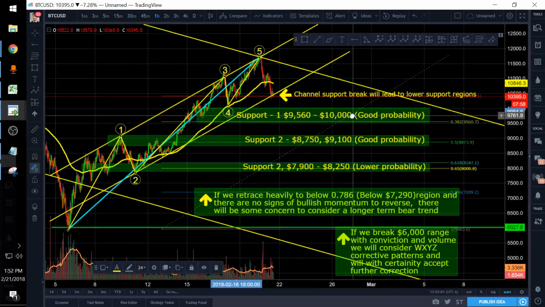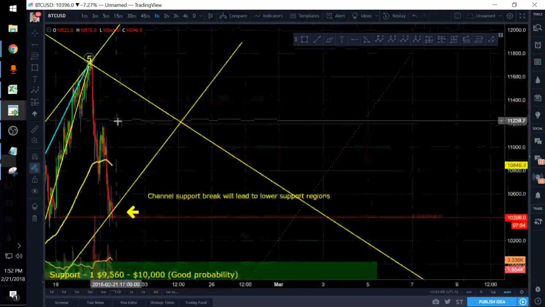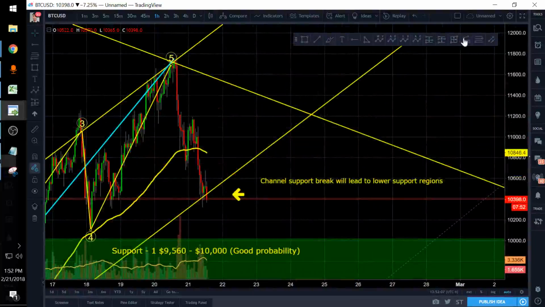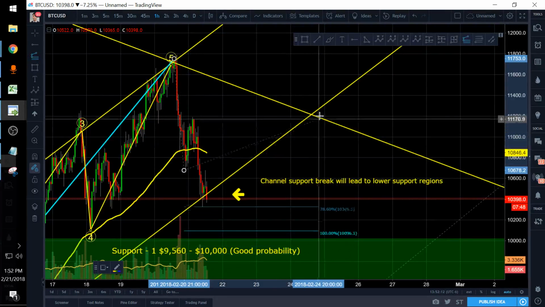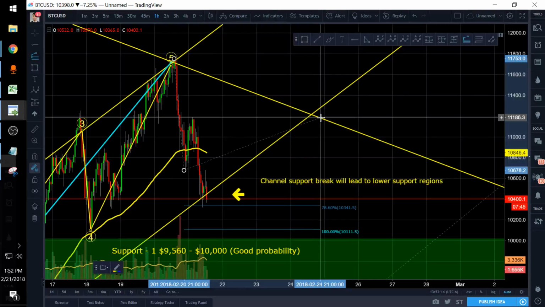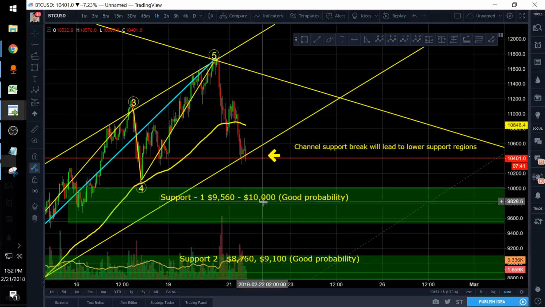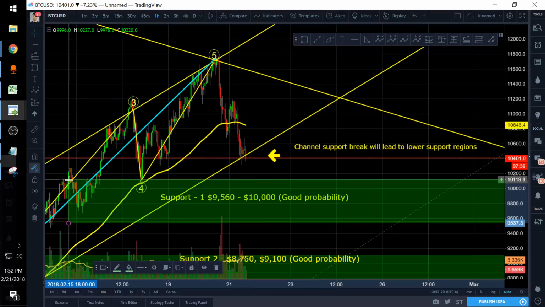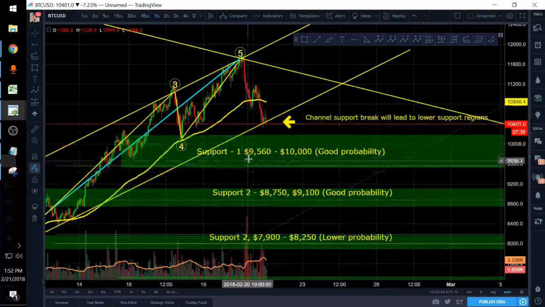So there's a good probability that this will at least bounce, right? I mean, if I did a one-to-one extension right here of this particular wave, for example, my one-to-one extension is about 10,000, I should probably increase this, okay? I'm going to increase this range to around there. And I know that's a pretty wide range.